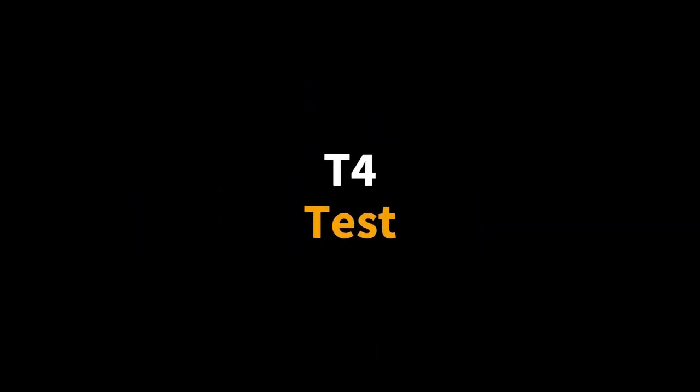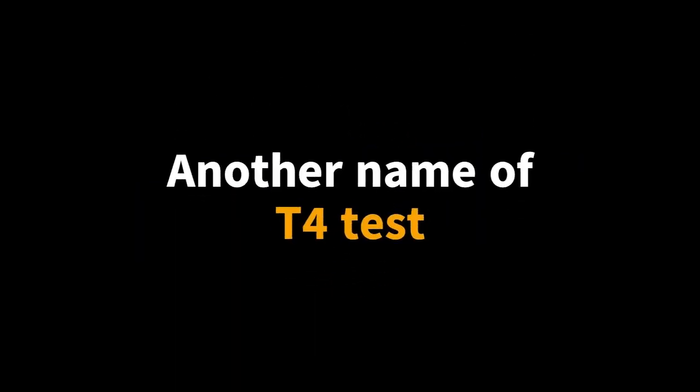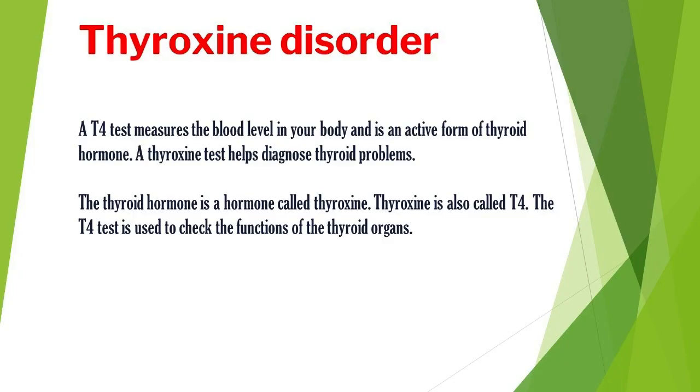T4 test. Another name for the T4 test is thyroxine. A T4 test measures the blood level in your body and is an active form of thyroid hormone. A thyroxine test helps diagnose thyroid problems. The thyroid hormone is a hormone called thyroxine. Thyroxine is also called T4. The T4 test is used to check the functions of the thyroid organs.